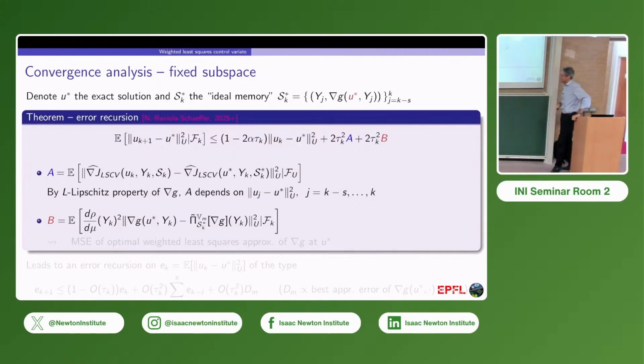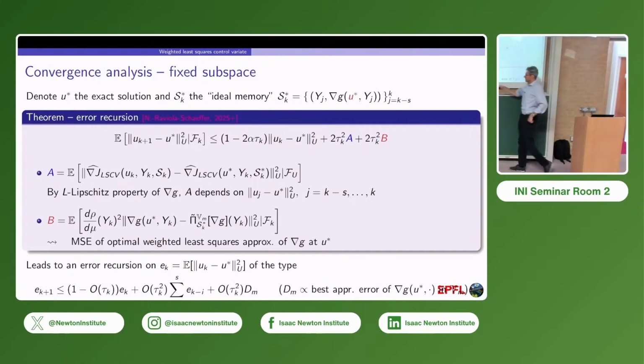So you get an error recursion that is a bit nasty, because now you get e_{k+1}, that is a fraction of e_k, plus a term that involves all the past errors in the history, plus a term d_m, which is the best approximation error of the gradient in the subspace. So okay, then you have to work out this recursion with an S step recursion. So it's a bit technical.